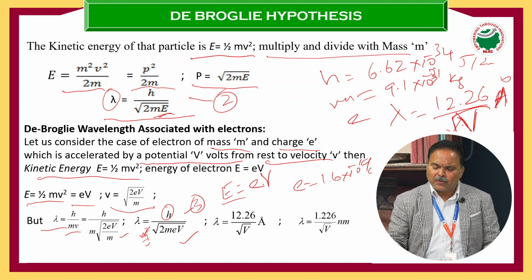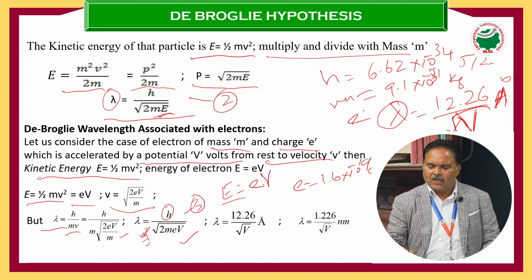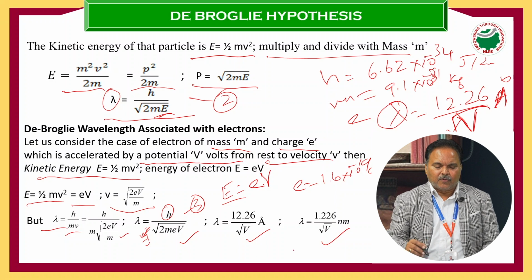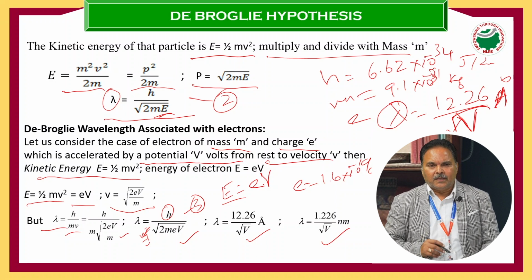So if you know the potential difference, then you can calculate the wavelength. That way it will be easy to calculate which potential is applied for this particular wavelength. This is the third equation in terms of electron velocity: 12.26 divided by root V in terms of angstrom, or 1.226 divided by root V in terms of nanometer. So this is the de Broglie hypothesis and its equations.